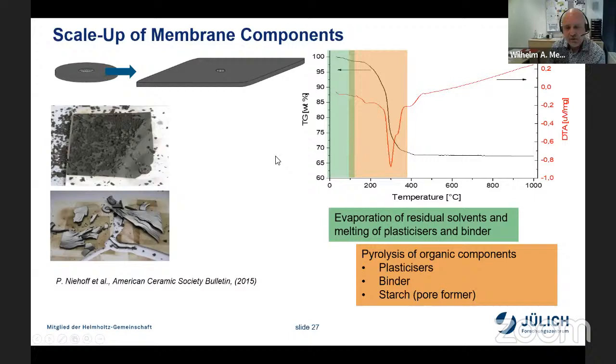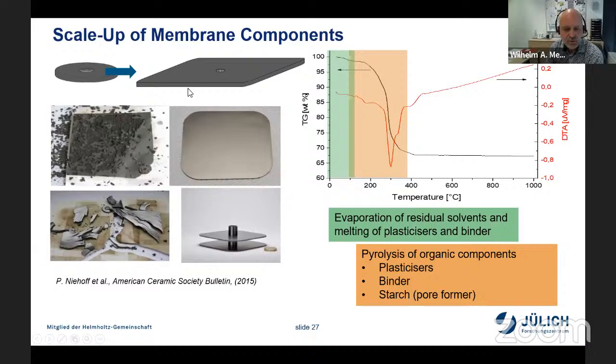That means if we go for a larger size of a membrane, we have to be very careful and very slow in this low temperature area up to 400 degrees C. And then at higher temperature, we can sinter faster and increase the temperature faster. If you do this, you end up with a very nice 10 centimeter cell. That shows you that upscaling is often not so easy, and you cannot use the same parameters for a large cell as for a small cell.